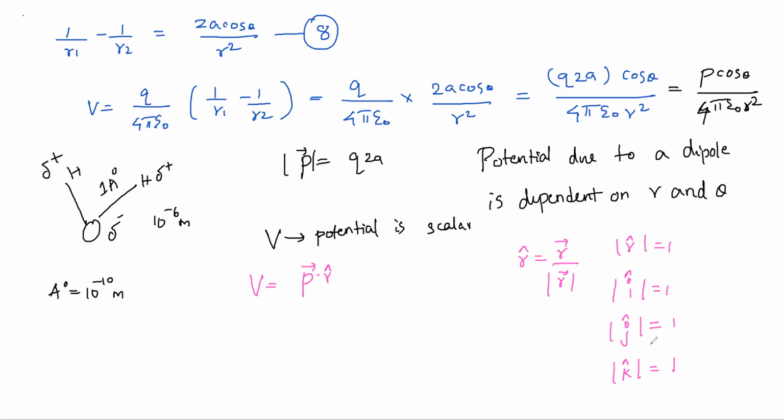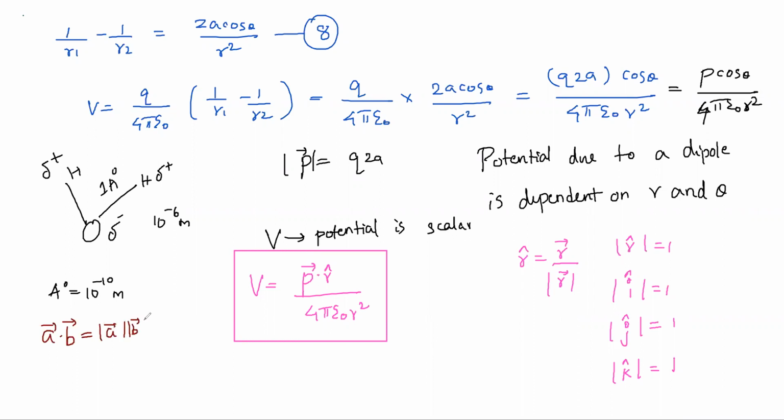Potential is a scalar. So when I write P vector dot R cap, we are getting a scalar quantity. So our potential expression becomes over 4 pi epsilon naught r square. Now you can ask me, what about cos theta? When you write like this, you need not write cos theta, because look at it. What is A vector dot B vector? It is modulus of A times modulus of B times cos theta, where theta is the angle between A vector and B vector.